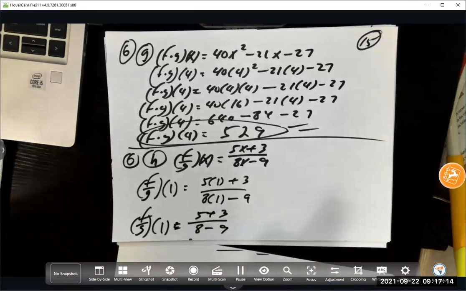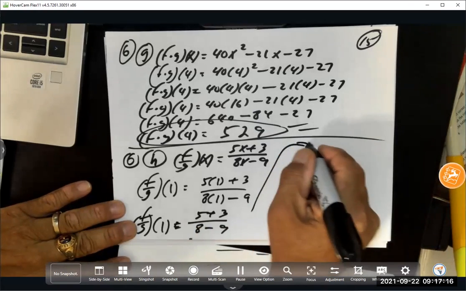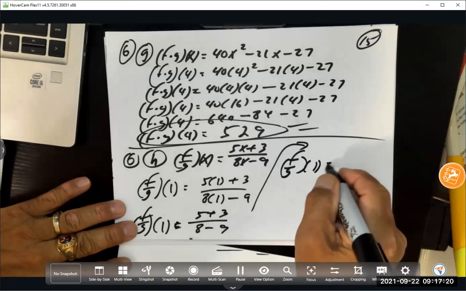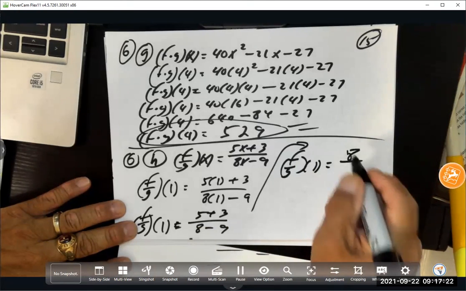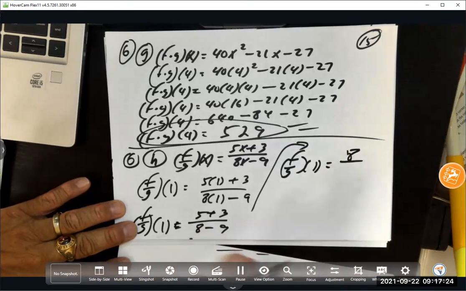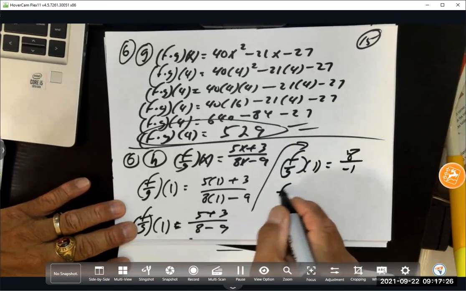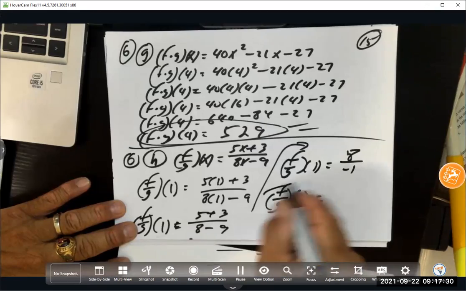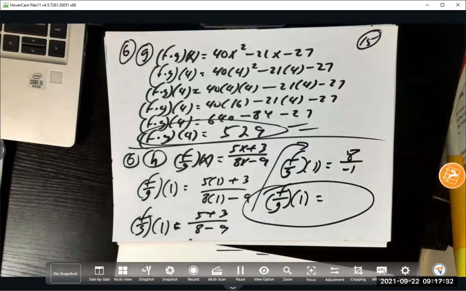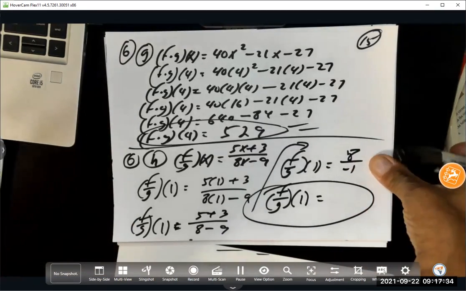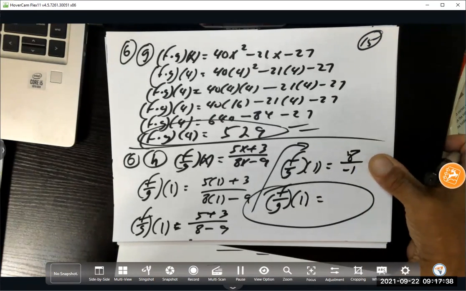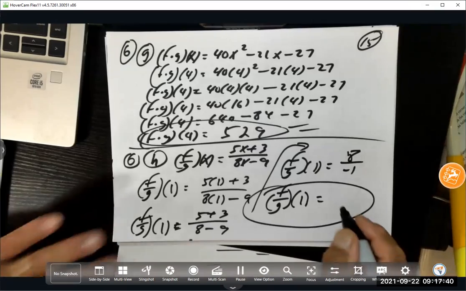Okay, what's on top? What's 5 plus 3? 8. Somebody said on top you have 8. What's on the bottom? Negative 1. If I divide those two numbers, can I divide them? What's going to be left over? Negative 8. That's negative 8.